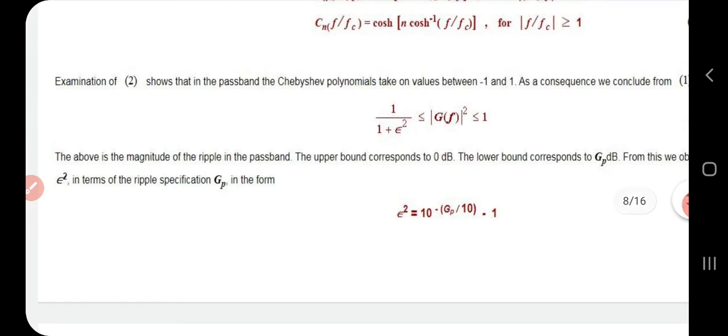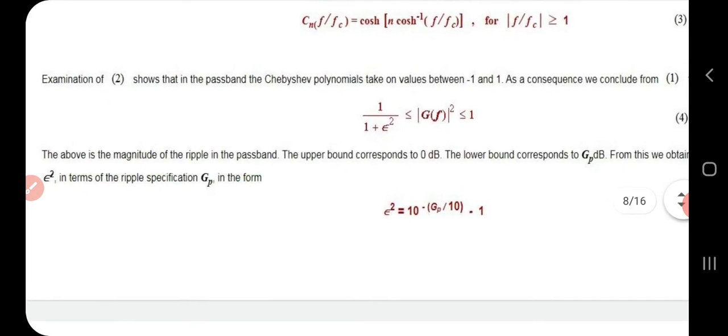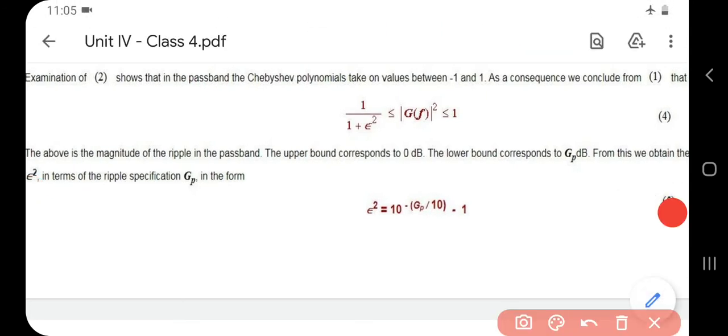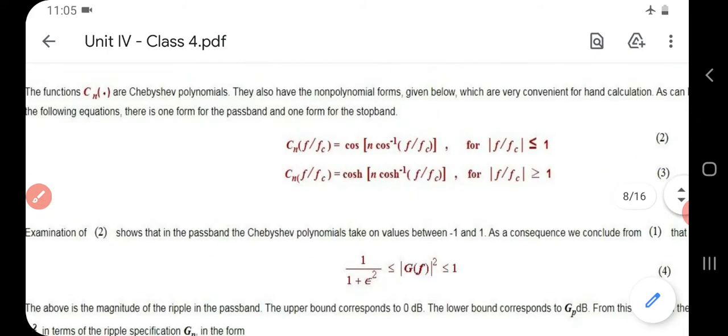Now another expression is a ripple specification, that is, in terms of epsilon. We know epsilon is actually the ripple in the pass band. In the case of the ripple specification Gp, we can write this ripple in pass band epsilon as this expression. I will explain once again.